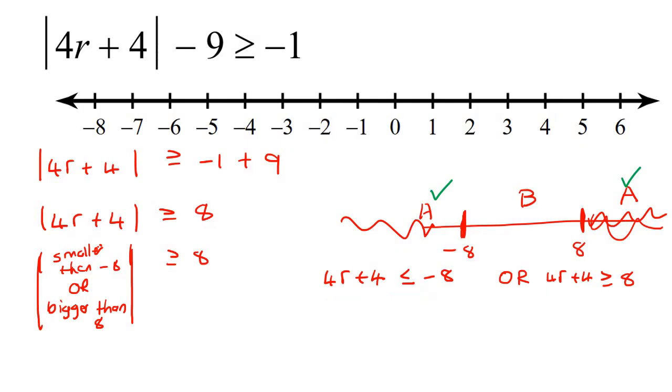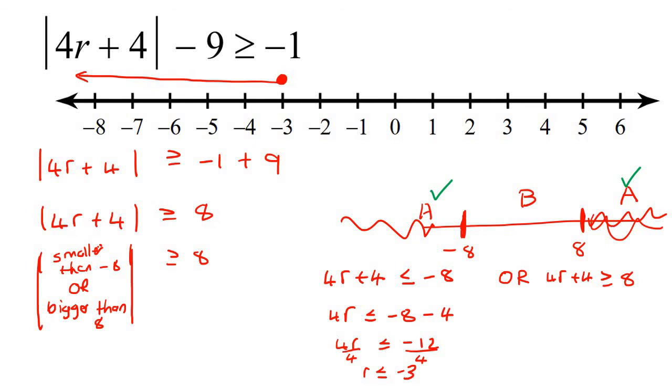individually. So that means that we can say 4r is now smaller than or equal to minus 8 minus 4. So that means 4r is smaller than or equal to minus 12. Then we divide both sides by 4. And so we end up with r is smaller than or equal to minus 3. So we go to minus 3 on a number line, make it a solid circle because we got the equal to sign as well, and it's smaller than, so we go that way.